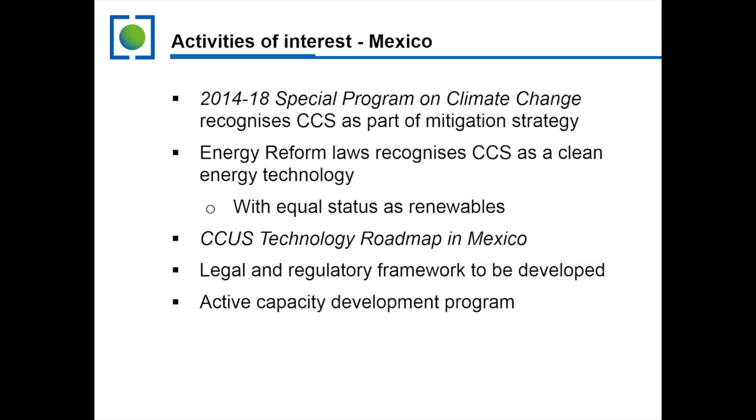And underpinning that policy is their CCUS technology roadmap in Mexico, which identifies 5 key stages really supporting scale up from pilot scale to commercial scale, and associated supporting activities like legal and regulatory development and an active capacity development program. And I'm certainly pleased the Institute has facilitated their capacity development program since 2011. And we will continue to do so.